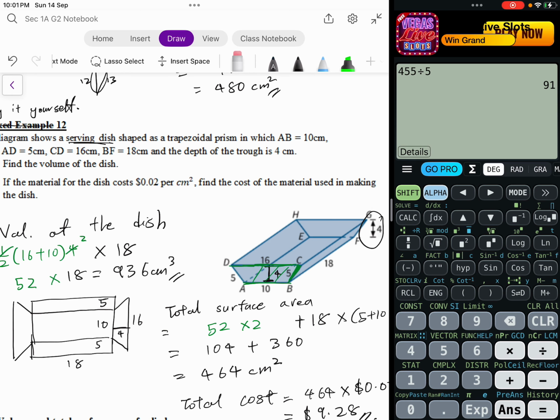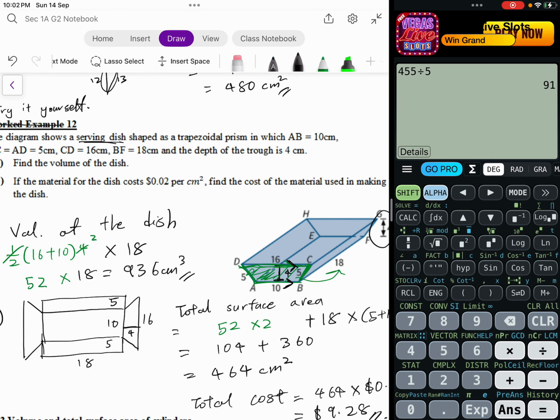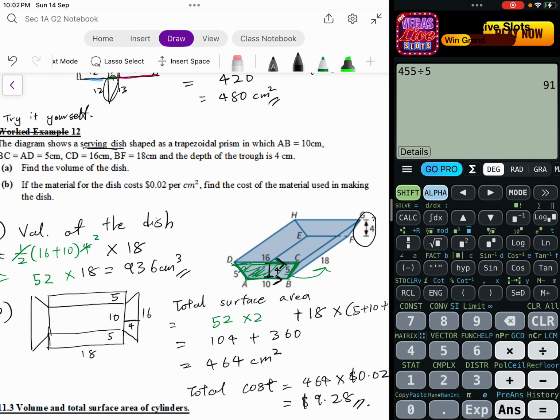I still need to find the area of this trapezium. Multiply by the length. Okay, so the two parallel lengths again here. 16 plus 10 times 4 times half. Okay, that gives you the area of the trapezium. Then you times 18, right? So you should get 936 cm cube. Alright, so this will give you the volume of the dish.